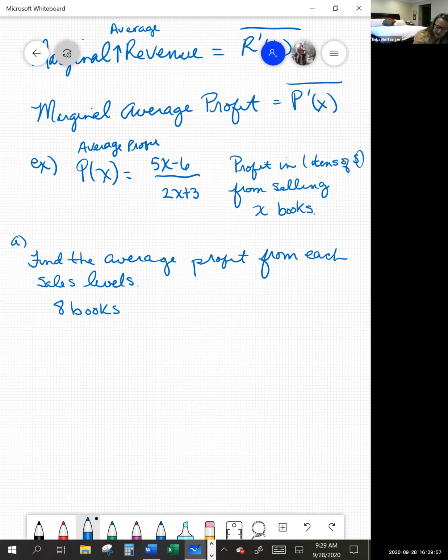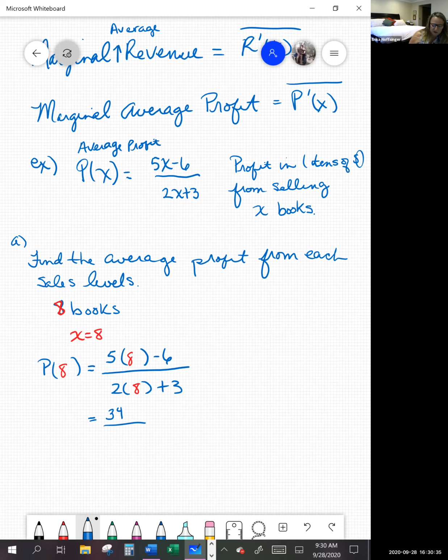So it's already given us that function. All we have to do here is go in and plug in what X is. So in our case, X is equal to 8 here. And so if we look at P of 8, we're just going to go in wherever we see an X in our profit function, we're going to plug in 8. So 5 times 8 minus 6, that is all over 2 times 8 plus 3. So 5 times 8 is 40. 40 minus 6 is 34. 2 times 8 is 16. 16 plus 3 is 19.